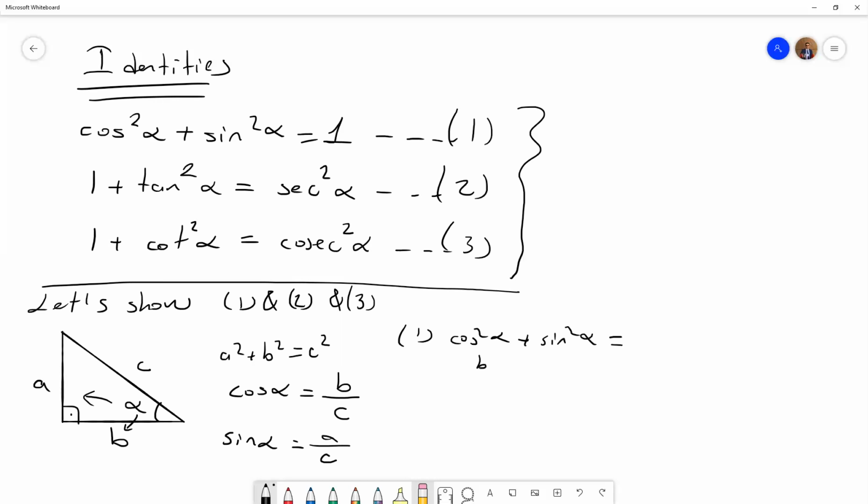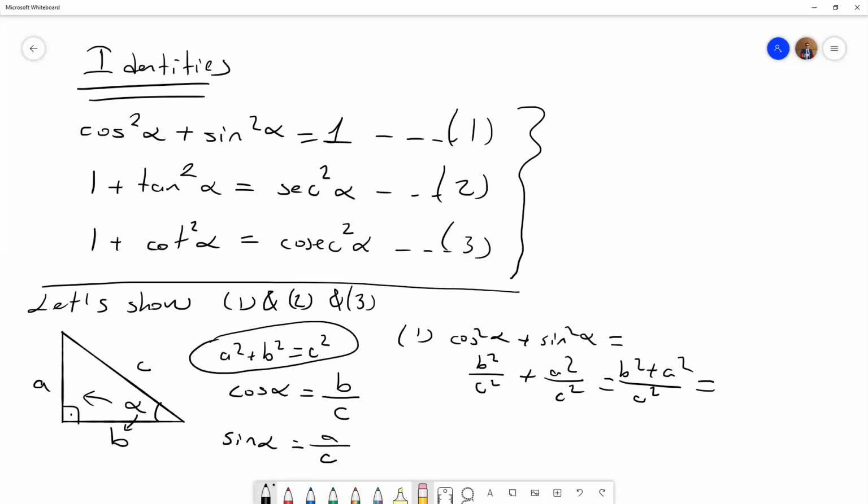And finally, we know that the first equation says cosine square alpha plus sine square alpha. So it is B square over C square plus A square over C square. So finally, we have B square, A square, and C square here. Also from this right angle equation, we have C square here. So it equals 1.